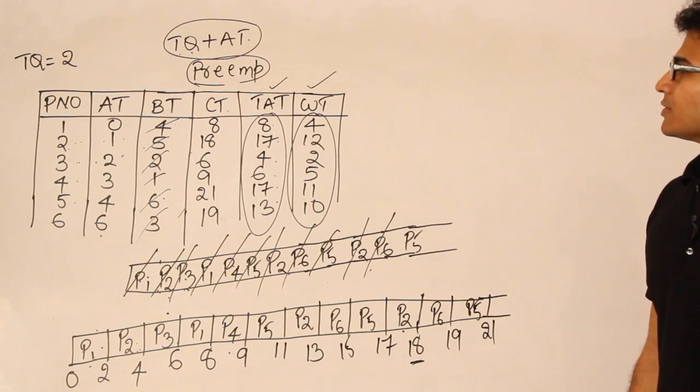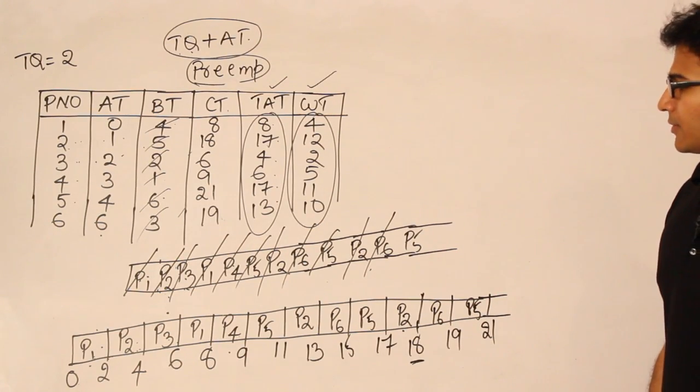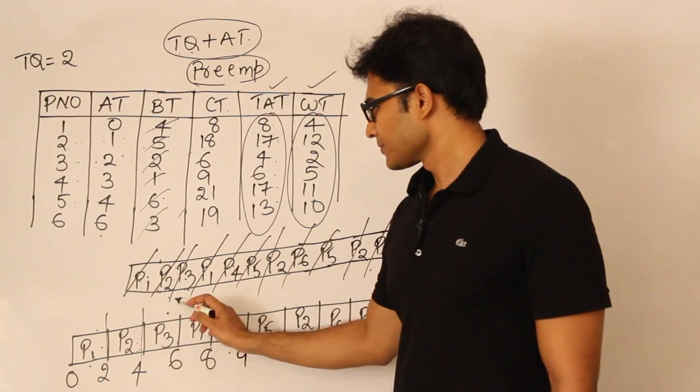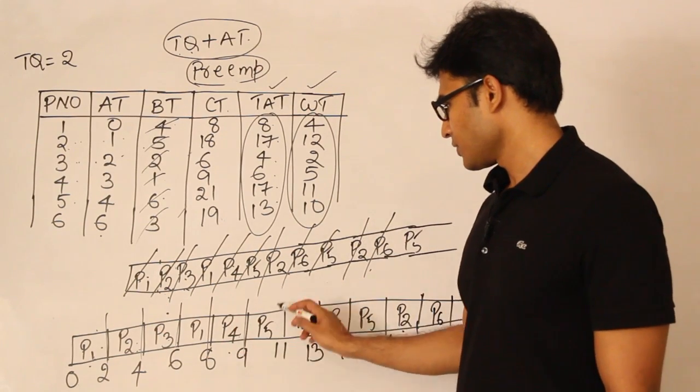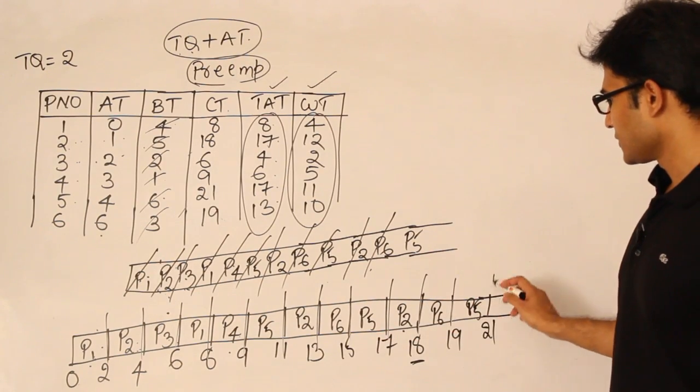So that is how this round robin works, right? So if you observe it, in the round robin, these are all called context switches. We are going to pull one process out and then schedule the next one, right? These are all called context switches.